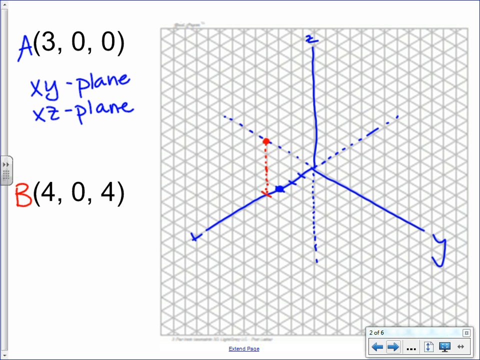So where is this point lying? Is it in an octant? No. It is on the XZ plane. Wonderful. Okay. Now, these points were nice because we had at least one of the coordinates with a 0.